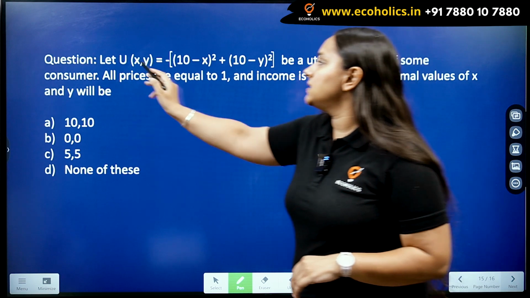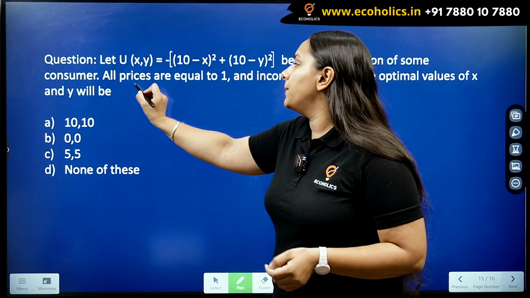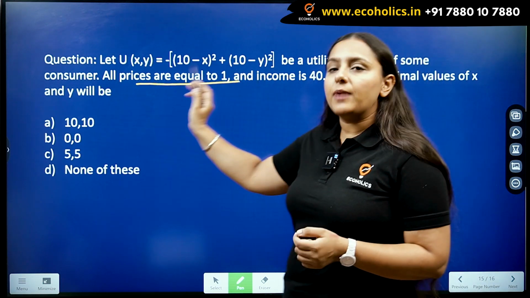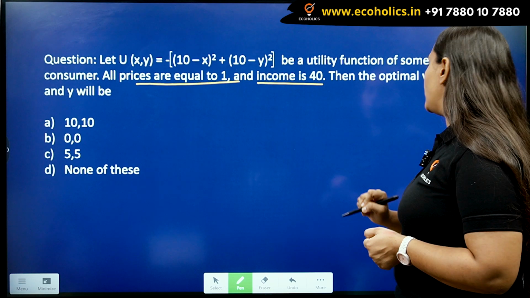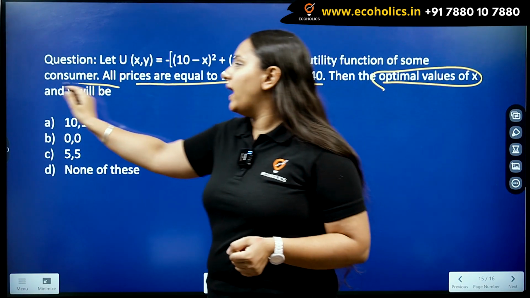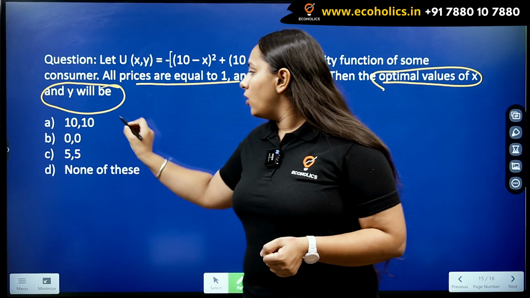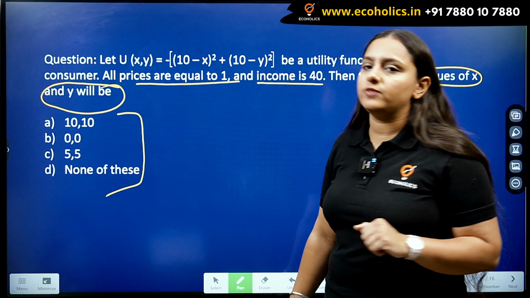The question gives us a utility function of some consumer. The prices are also given. The price of X and Y both are equal to 1 and the income of the consumer is 40. And we have to find the optimal value of X and Y over here. So all the answers are given in numeric, only just the last one says none of these.